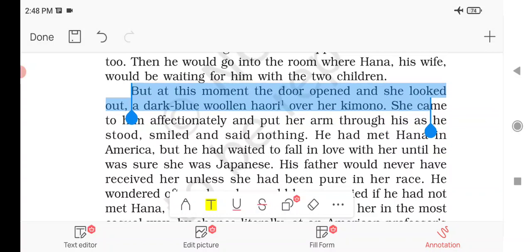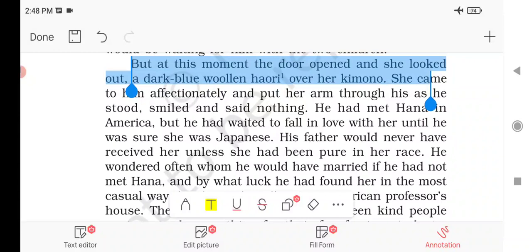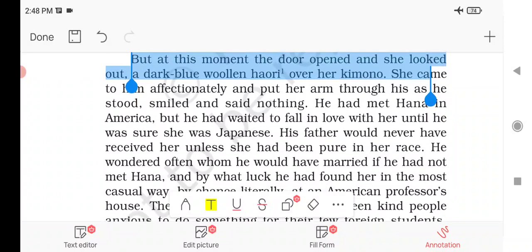She was wearing traditional Japanese dress, and she came to him affectionately and put her arm through his as he stood. She showed her affection for Dr. Sadao, and she put her arm through his, and they stood and they smiled and they both said nothing.